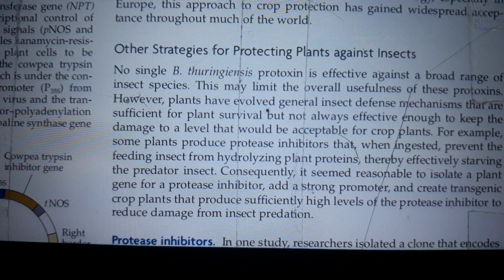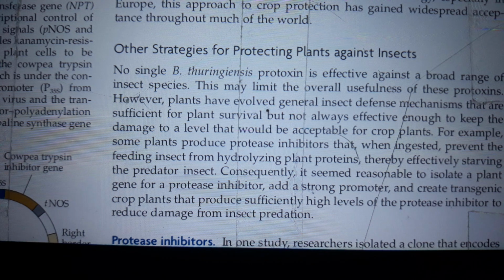However, plants have evolved general insect defense mechanisms that are sufficient for plant survival, but not always effective enough to limit the damage to a level that will be acceptable for crop plants. For example, some plants produce protease inhibitors that, when ingested, prevent the feeding insect from hydrolyzing plant proteins, thereby effectively starving the predator insect.